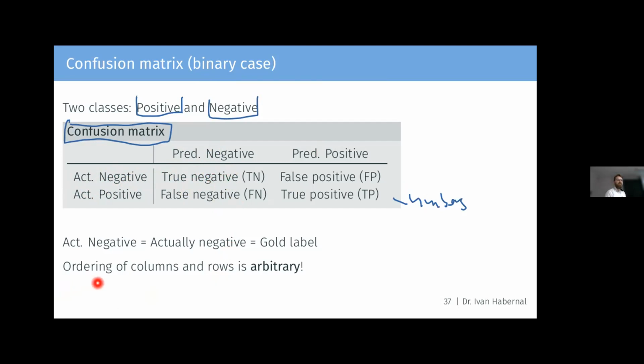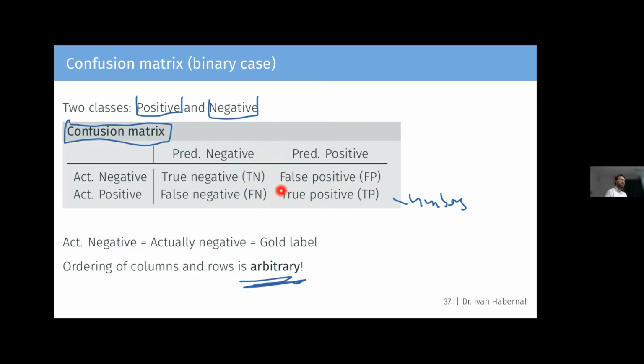One thing to remember is that the ordering of columns here is arbitrary. It doesn't have to start with negative here and positive here. You can just flip them and flip the rows as well, which will flip the true negatives, false positives, false negatives, and true positives. So it's super messy. You don't have to remember exactly what is what. Maybe it's not a bad thing to remember, but I don't remember it either, because you can flip that. So Wikipedia is your friend.